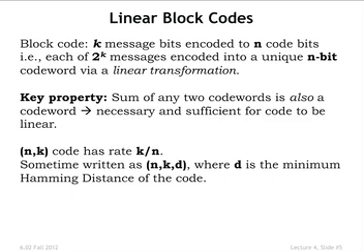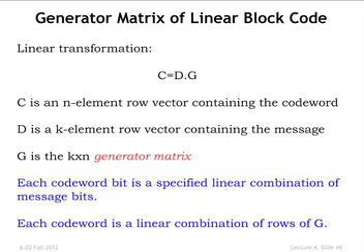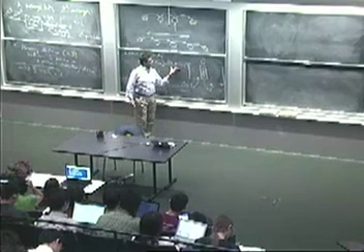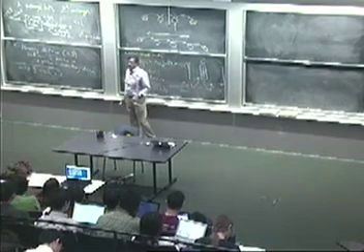I didn't quite say it that way there. Let me say it here on this slide. So each code word bit is a specified linear combination of the message bits. This is what I'm referring to. If you wanted to find any particular bit, you're going to take a linear combination of these bits with the weights that are here. Okay?